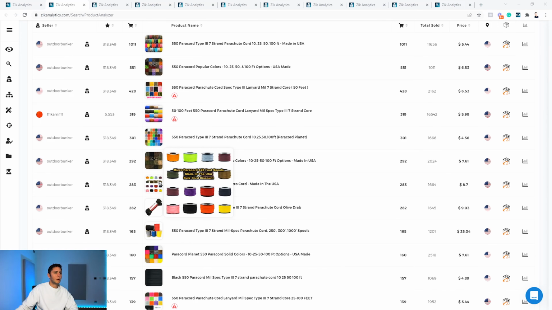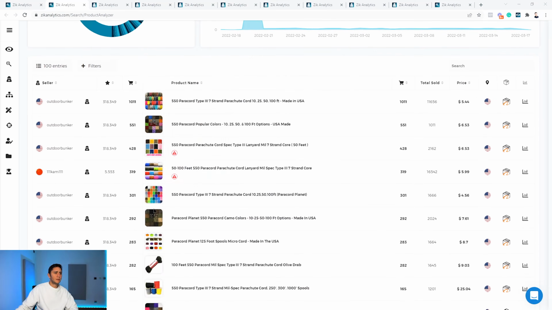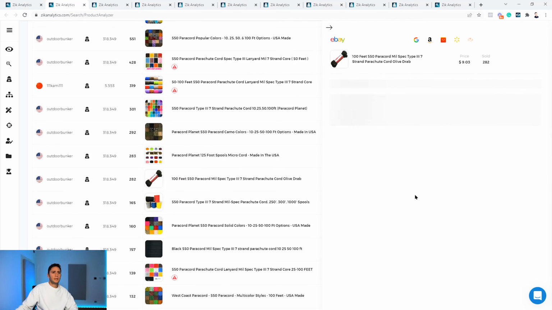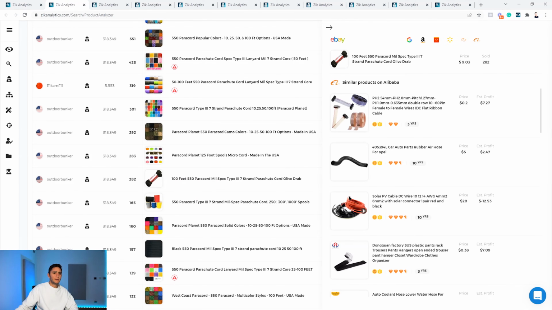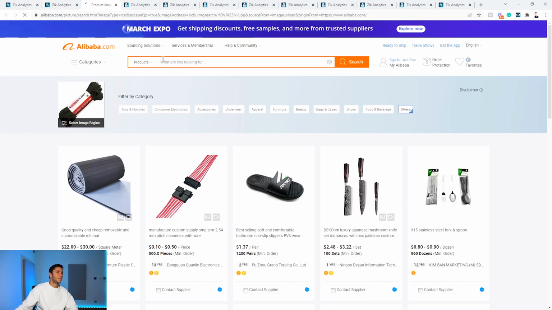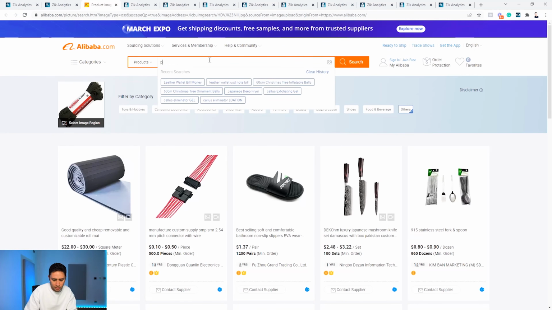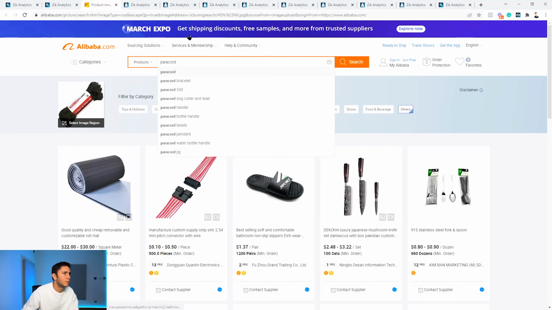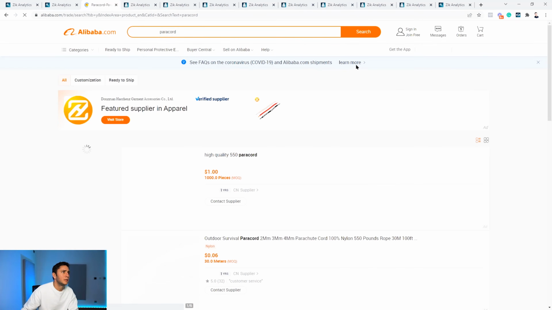So I will just go to one of the products, because they're all the same, it doesn't really matter. I will hit the search on Alibaba, and see if the search by image could actually find it. As I can see, it could not, so you can click here, search by image on Alibaba, open it on Alibaba, and then instead of letting the search by image find it, you can just write here paracord. Okay, that's it, paracord, as simple as that.